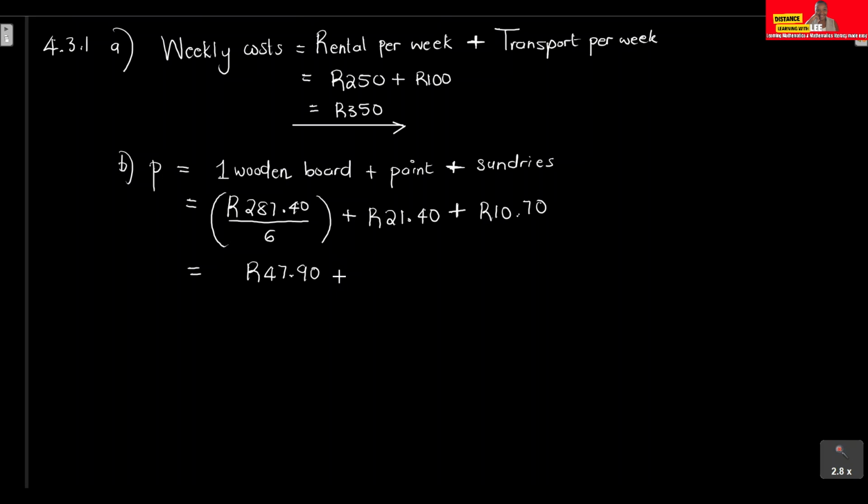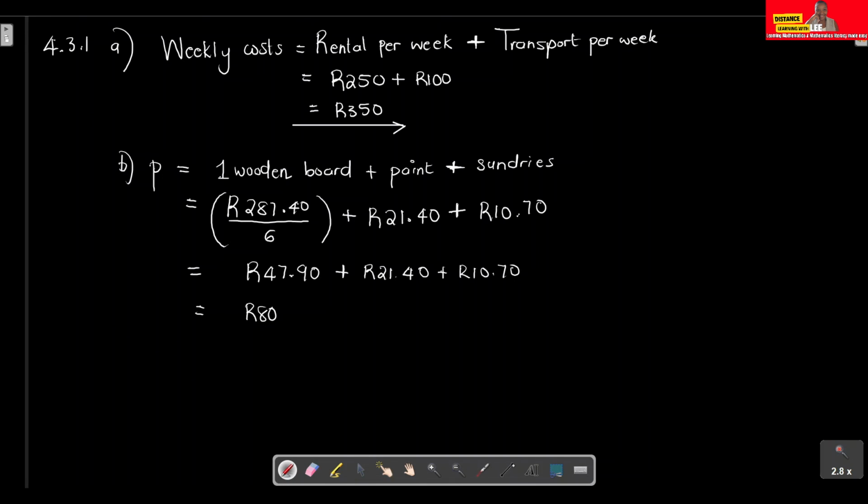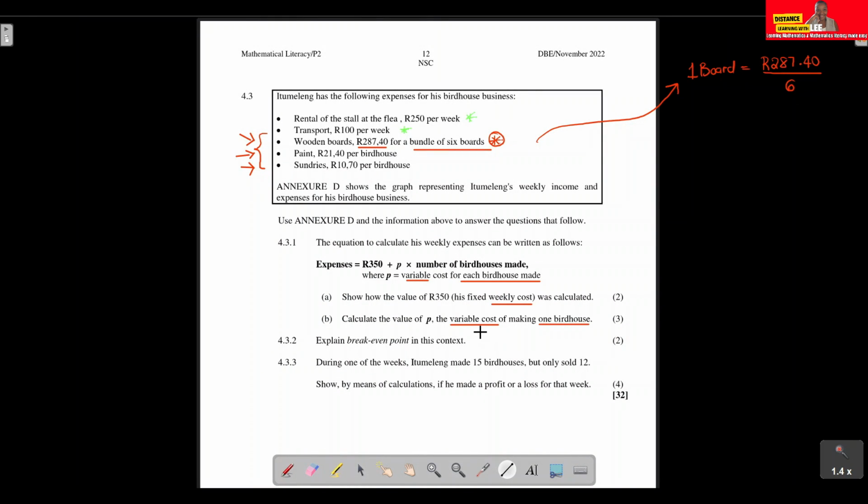So show this calculation, guys: 47 Rand 90 plus 21 Rand 40 plus 10 Rand and 70. If you punch this into your calculator, you'll find that the variable costs amount to 80 Rand. So his variable costs are 80 Rand and his fixed costs are 350 Rand. All right, and we are basically done.